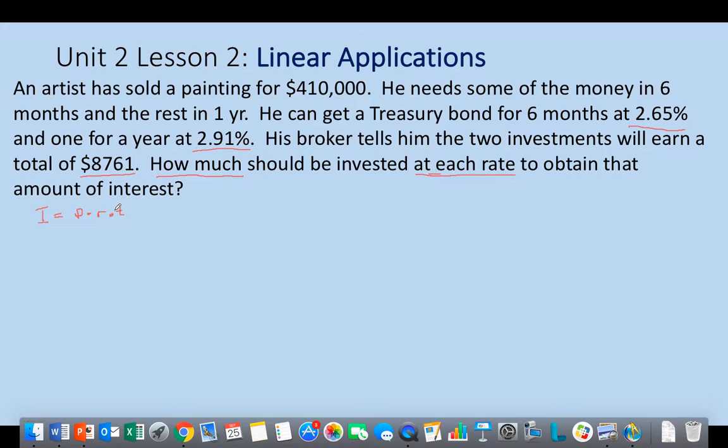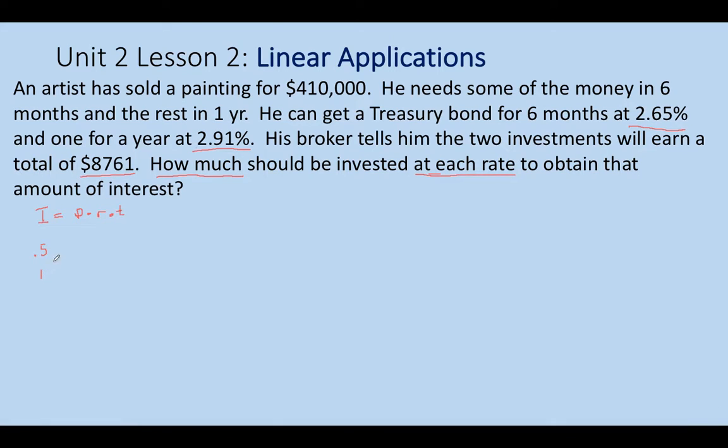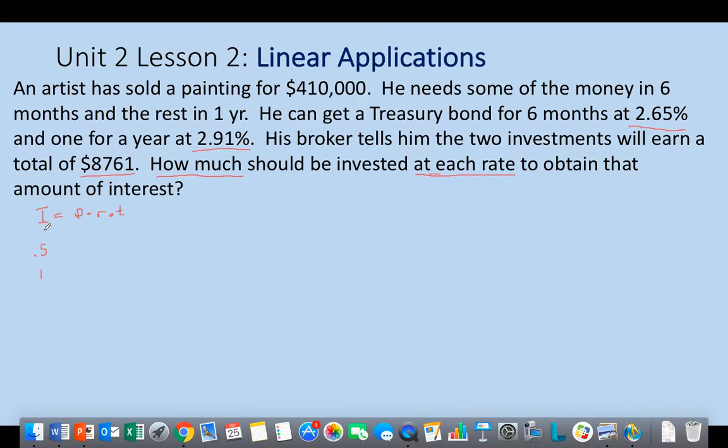Okay, and so again, I can set up a little table here. I'm going to say, all right, I've got the two things. I've got the thing for 6 months or half a year, and I've got the thing for 1 year. This would be the time. And then I've got the principal. Now, for the half-year thing, I don't know how much that is. I'm just going to say that's x.